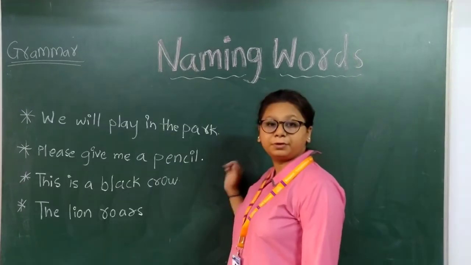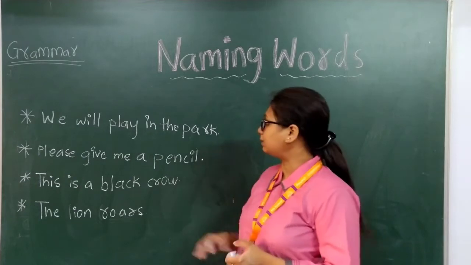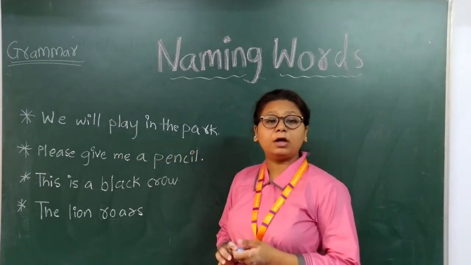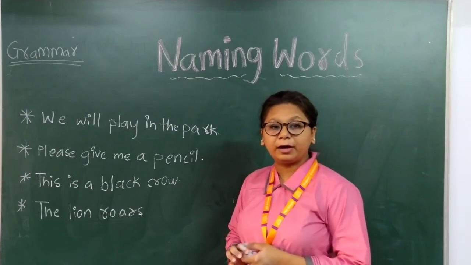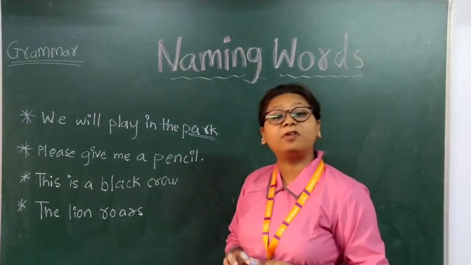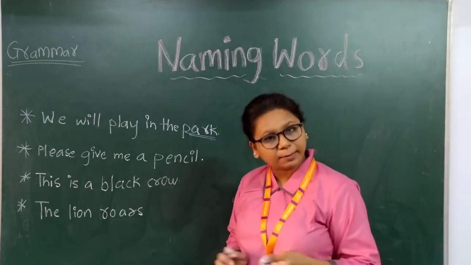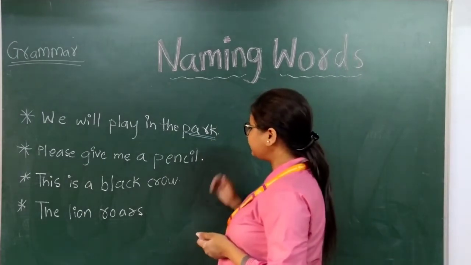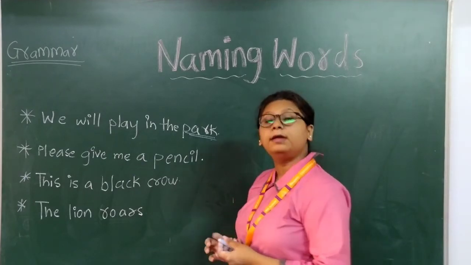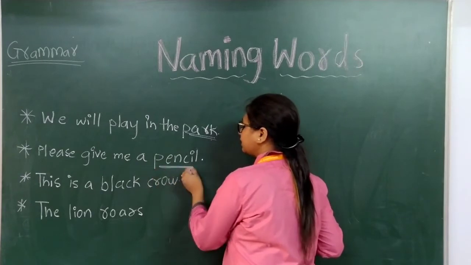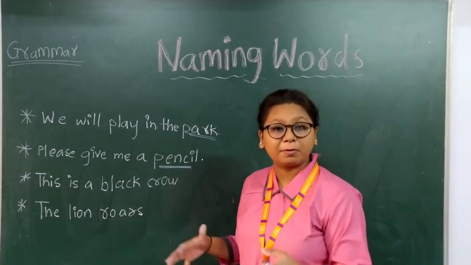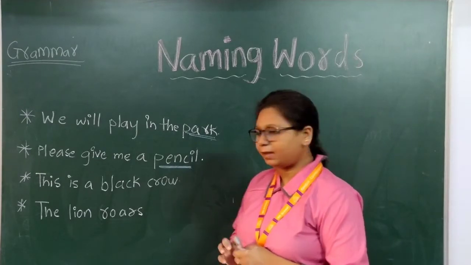Okay students. So now coming to the next part. We will play in the park. So now what is the naming word over here? Yes. Park. Because park is the name of a place. So it is a naming word. Please give me a pencil. What is the naming word over here? Yes, pencil. Because it is the name of a thing. So it is a naming word.